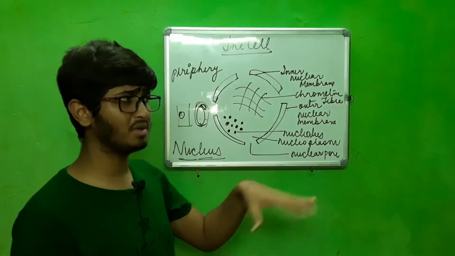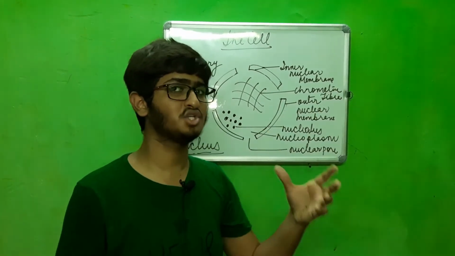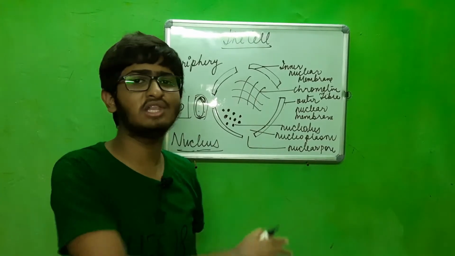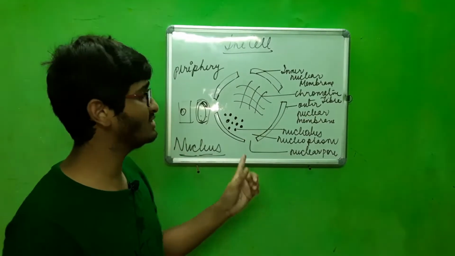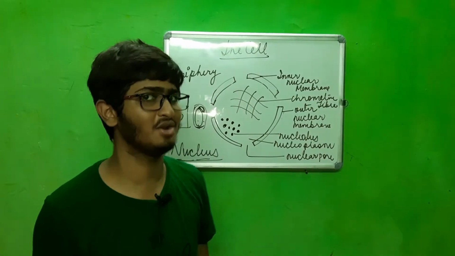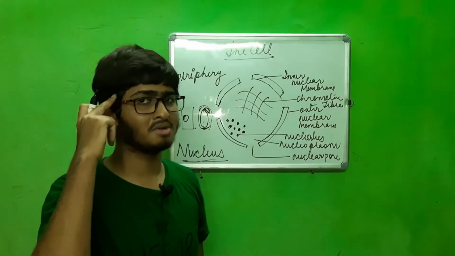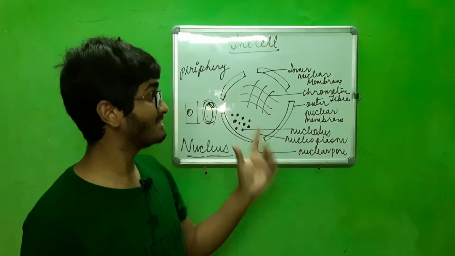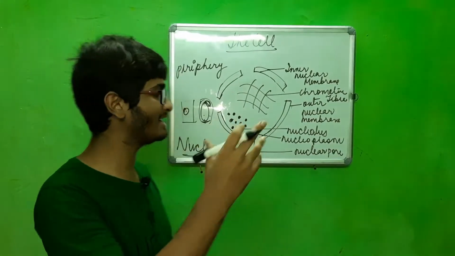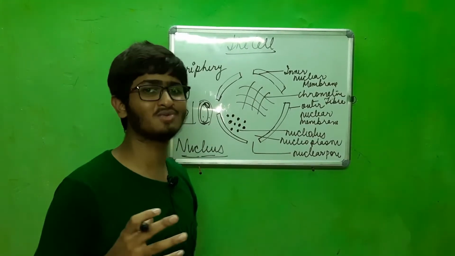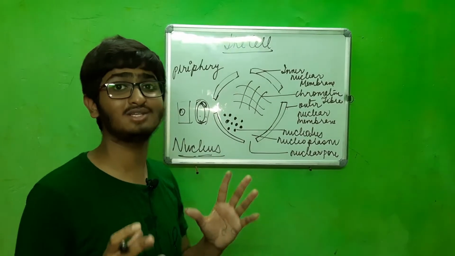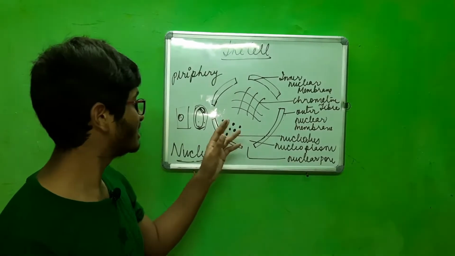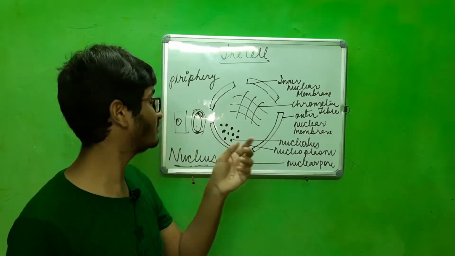So because of the function of controlling and coordinating all the activities of the cell, this nucleus is known as the brain of the cell. Human brain controls and coordinates all the activities of the body. Similarly, the cellular brain controls and coordinates all the activities of the cell. So that is the most important organelle. So you may also know.